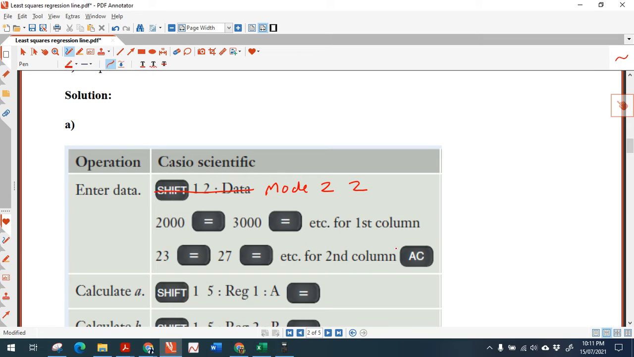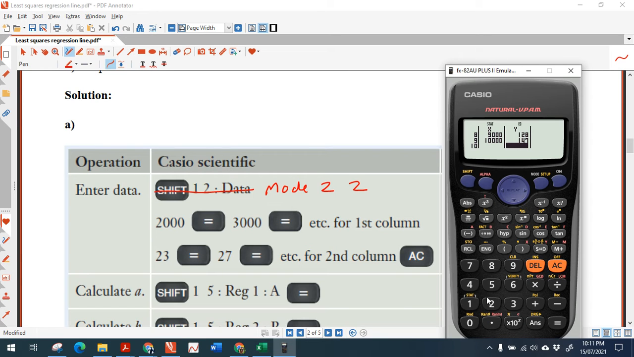AC, so all clear. We've got to clear the data first, so let's do that. So clear the data, and now we need to access the stat function. So we're going to go shift and then 1. Now we want the regression line, so we're going to press 5, and what we want is the A value.